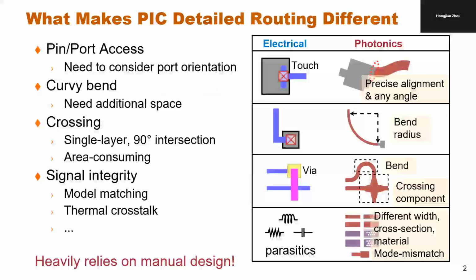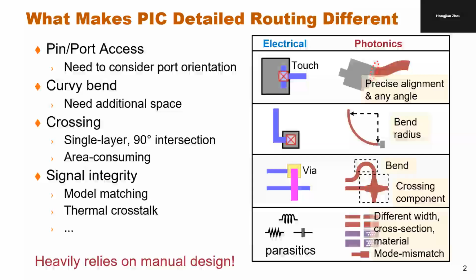First of all, I want to highlight what makes photonic detail routing different by showing some specific rules in PIC. In electrical routing, the target pin can be accessed in any direction as long as the wires touch each other. Meanwhile, in PIC, we have ports that are connected by waveguides. These waveguides have to precisely align with the ports during final access according to the port orientations. Besides, sharp turns in PIC are prohibited, and there is a minimum bend radius constraint. Usually, the PIC only has a single routing layer.